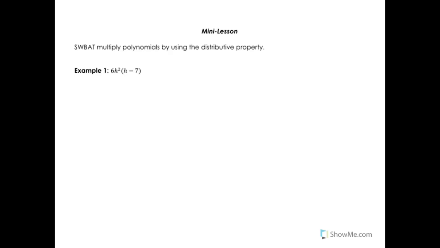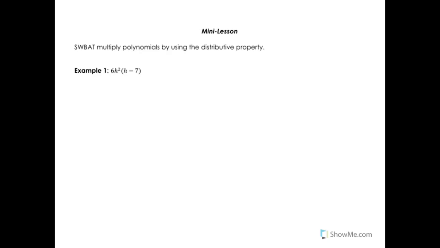In our previous lesson, we learned how to multiply monomials, which are polynomials with just one term. Today, we will continue practicing multiplication, but we will be multiplying monomials with binomials, which is just a polynomial with two terms. So in this example, we have 6h to the second power, which is our monomial, multiplied by h minus 7, which is our binomial since it has two terms of h and negative 7.